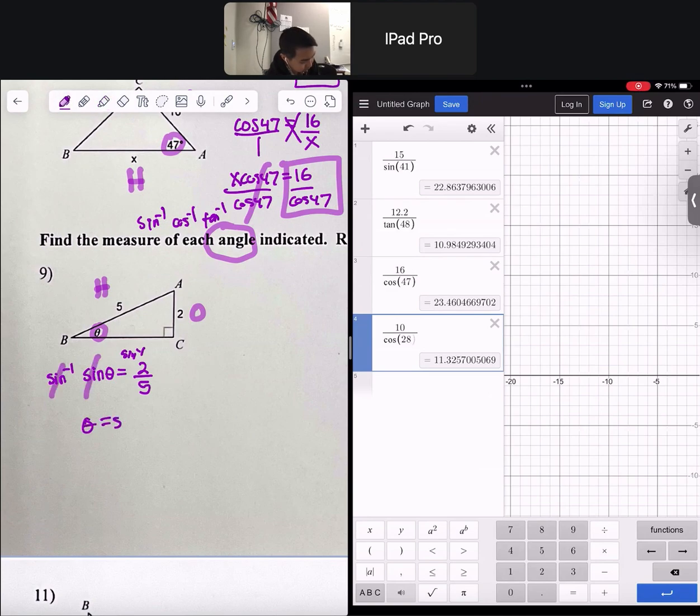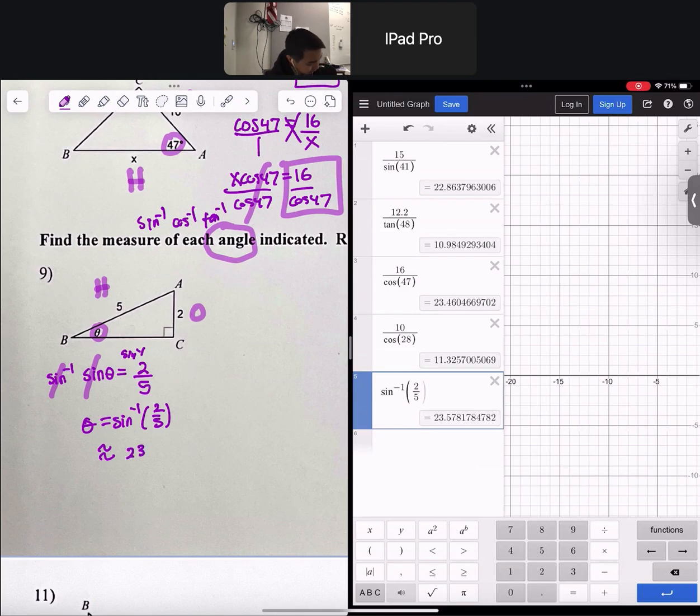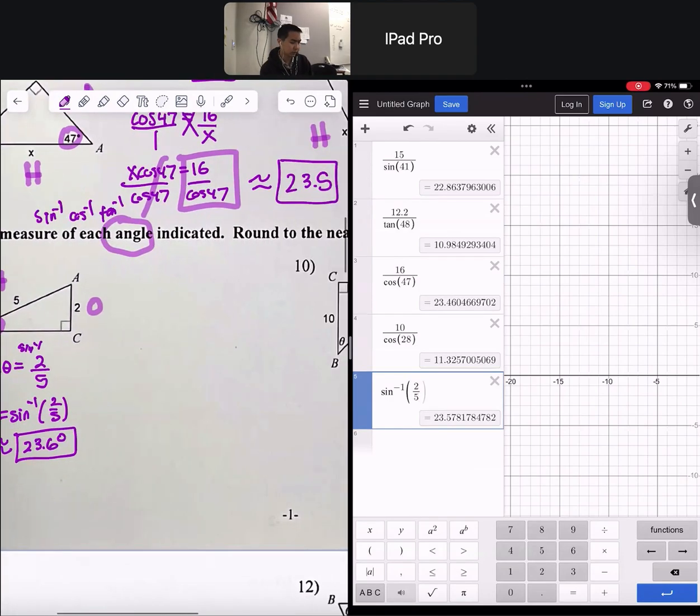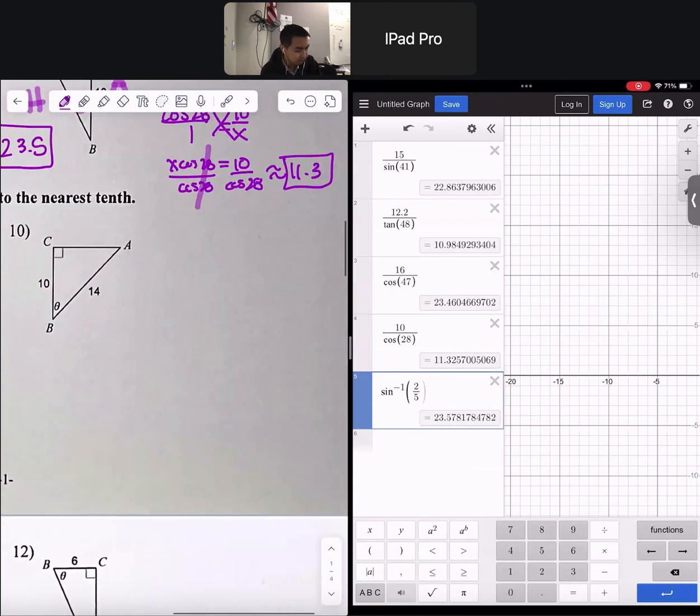And we'll have theta equals sine inverse of 2/5. We put sine inverse of 2 divided by 5 in the calculator. Round that to the nearest tenth, so that's 23.6 degrees. 23.6 degrees. Okay, number 10.